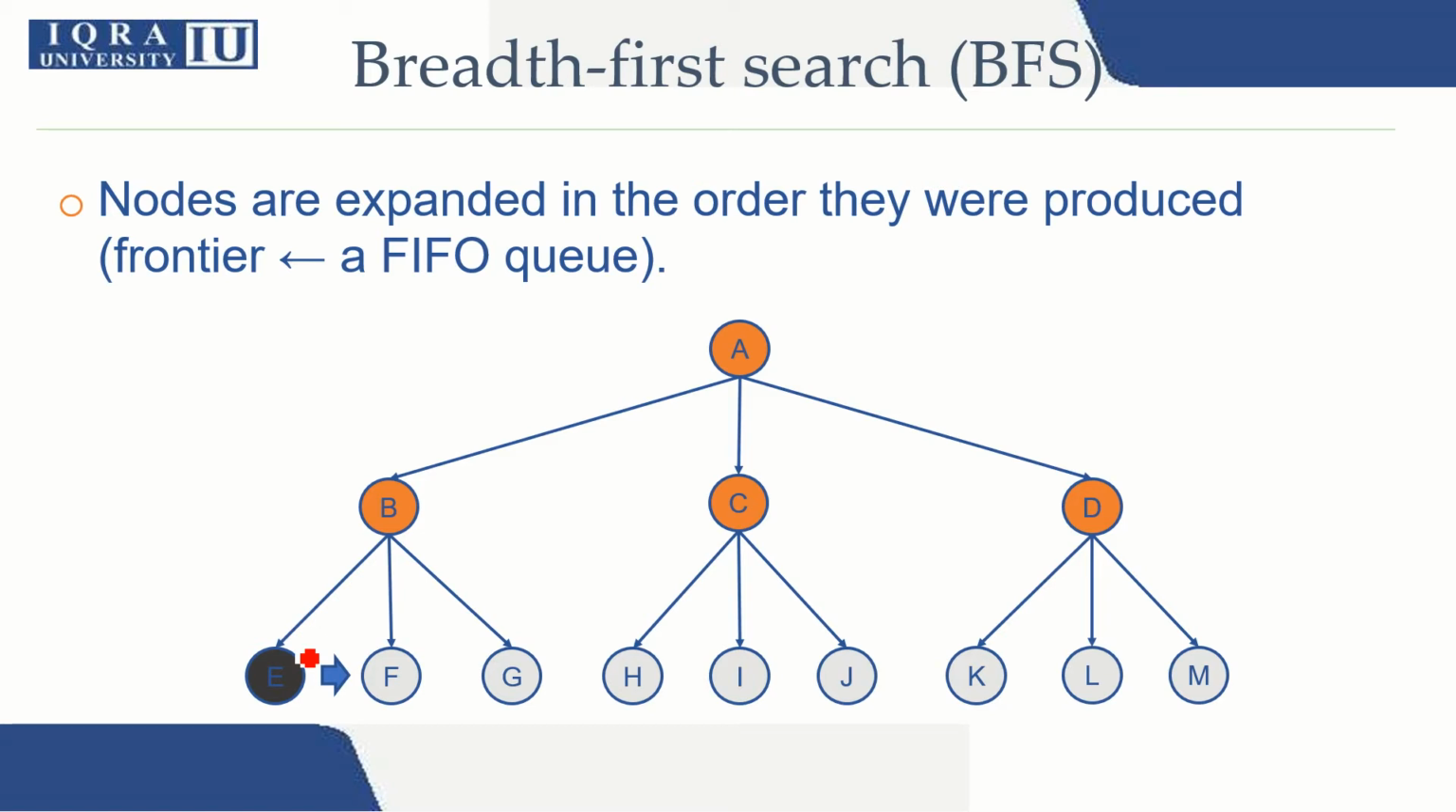E will be in the closed list. ठीक है. तो E is turned black, then F is black and G is black. And जैसे ही G black हुई जनाब B भी black हो गई. Why B black? Because B के तमाम सक्सेसर्स को देख लिया. So B has been explored to the fullest, then H, then I, then J.